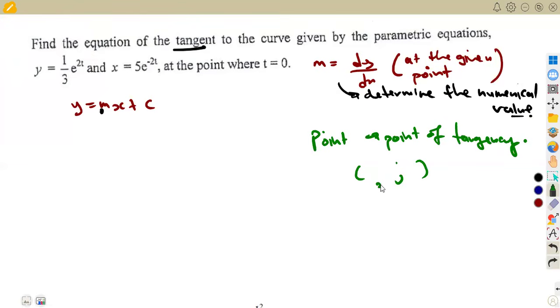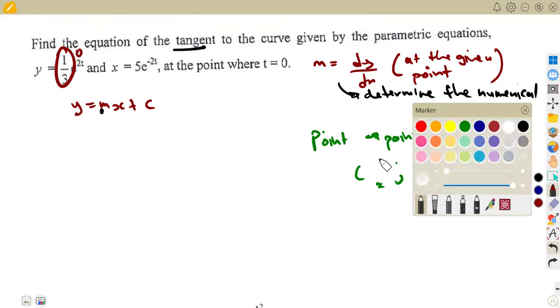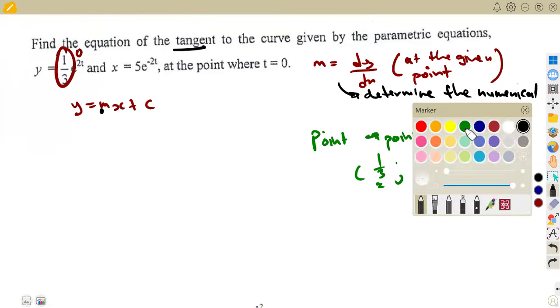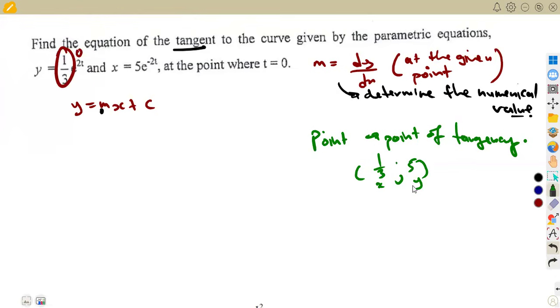So if we know that a point is made of x and y, you can just substitute. If t is 0 there, that's e to the exponent of 0, which is 1. 1 times a third, that will be 1/3. If t is equal to 0 here, e to the exponent of 0, that's 1. 1 times 5, that is going to give us 5. So we have got a point of tangency. From this t that we are given, we just have to substitute, right? So that's it, guys. Let us just work on what we need here.